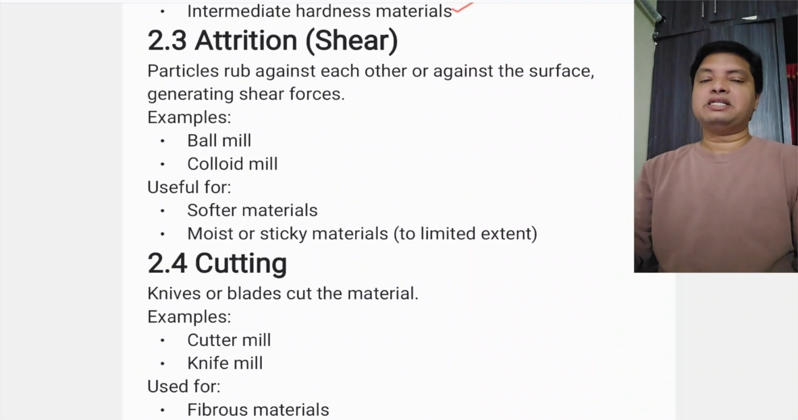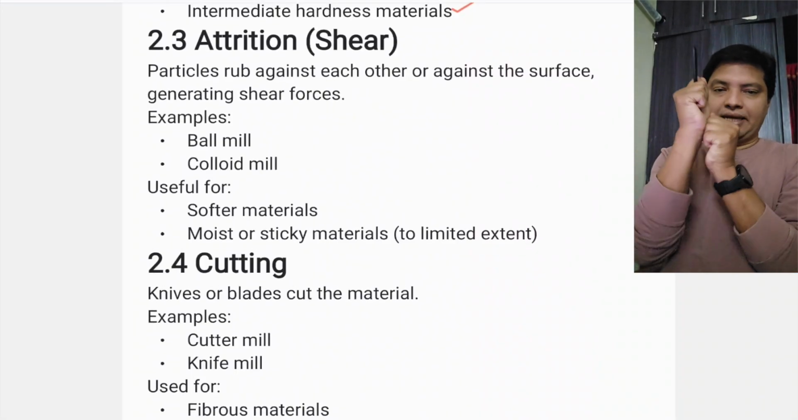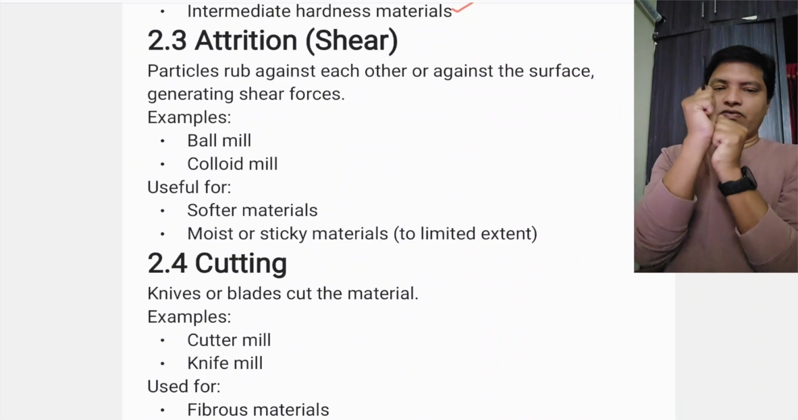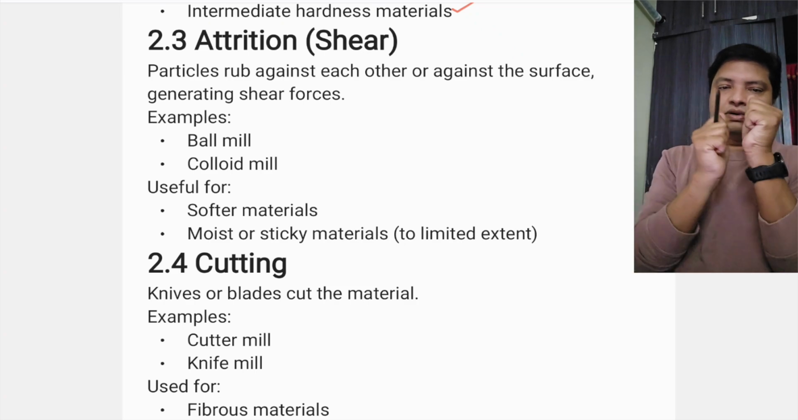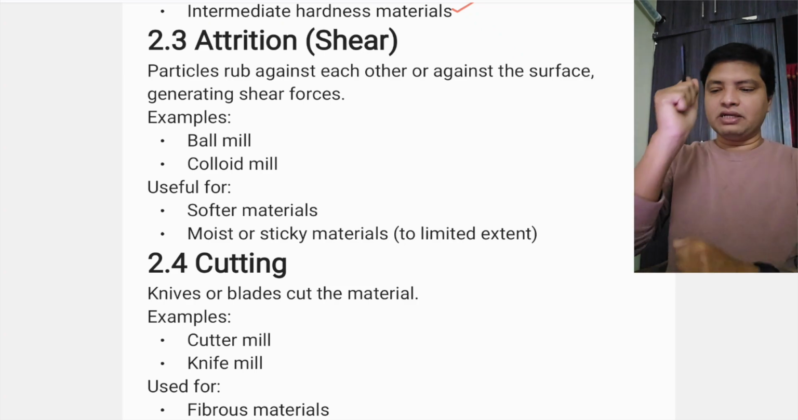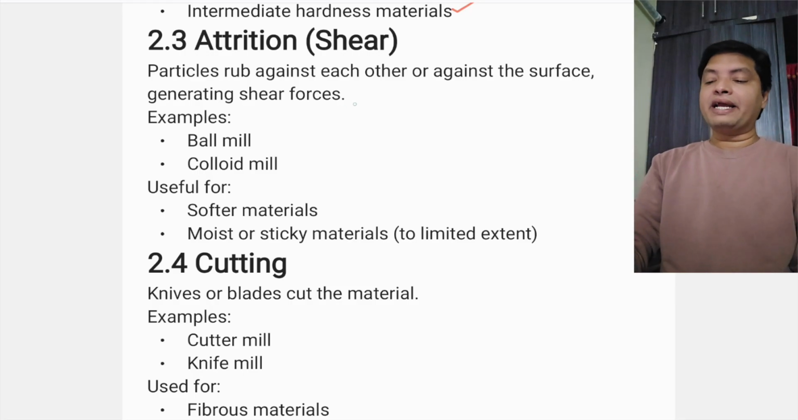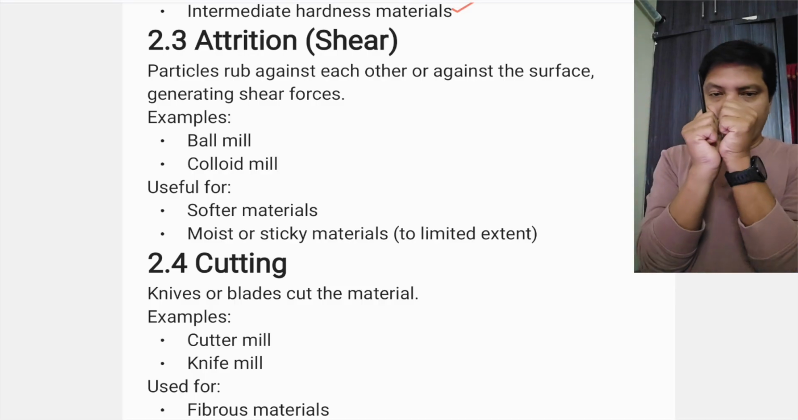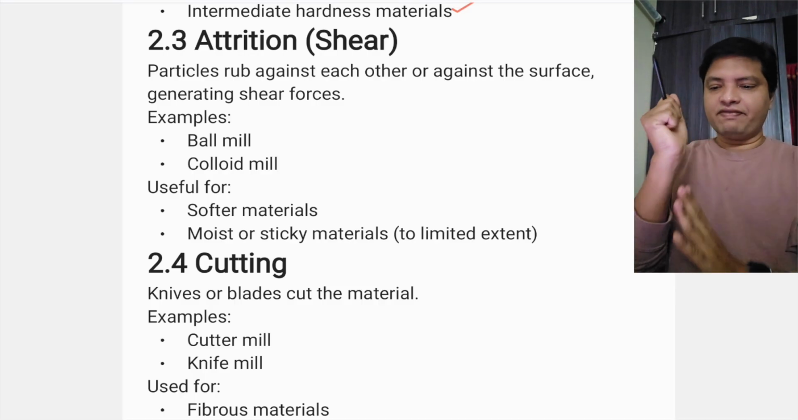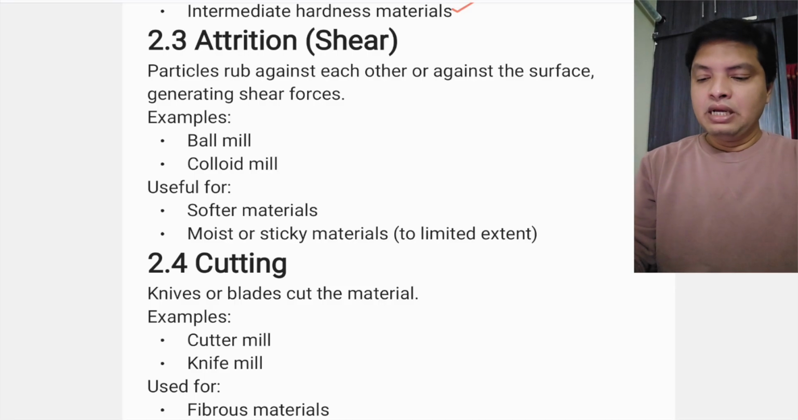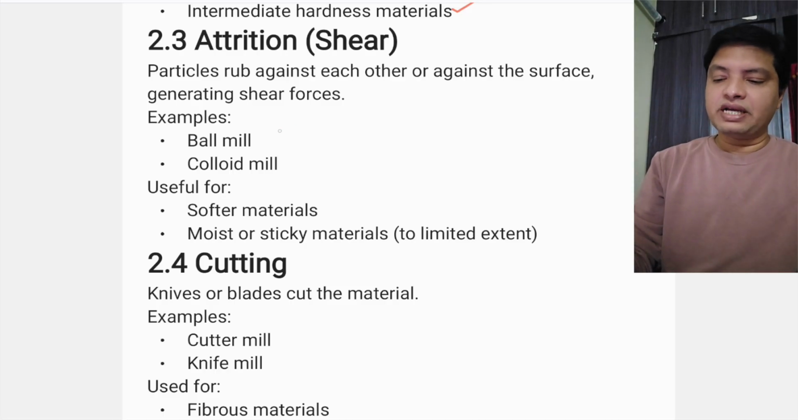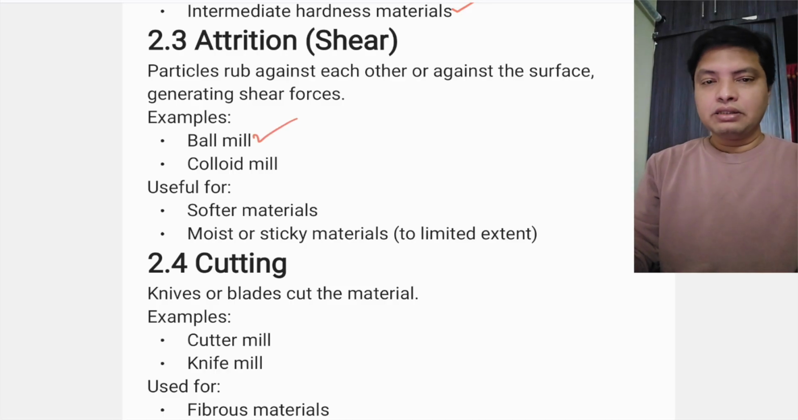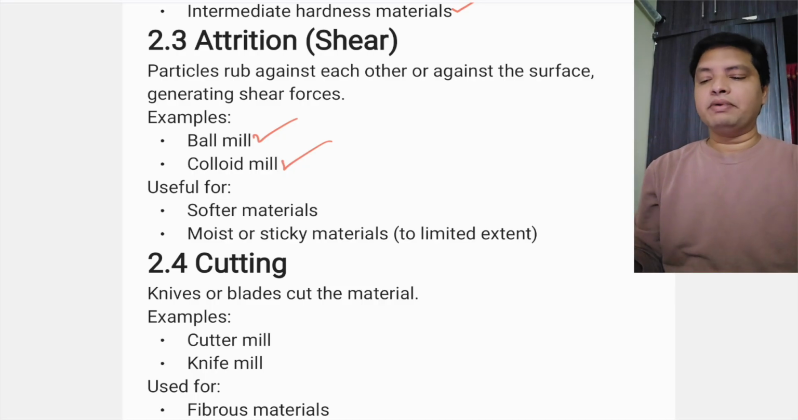Next we have attrition. Attrition means this one, like this. They are sliding on each other, and while they are sliding on each other, the particle size will be reduced. This is called attrition. So in attrition, particles rub against each other, or they rub against the surface, generating force. Example, again the ball mill, where the particles will be attrited with the balls, and also the colloidal mill.